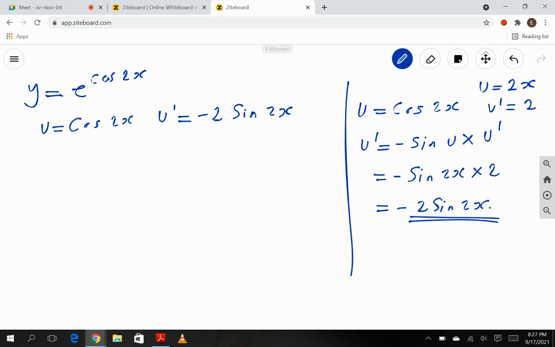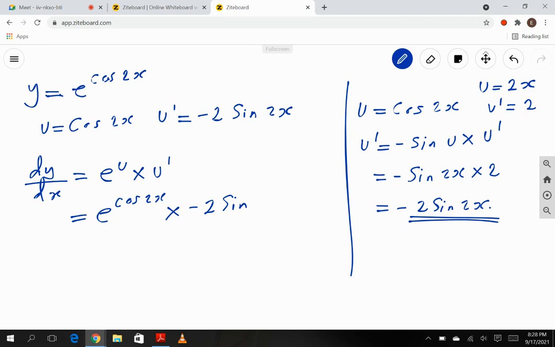Having done that, then we know that here it's just a direct run. We say it's going to be u times u prime. So this is cosine 2x, then times negative 2 sine 2x.